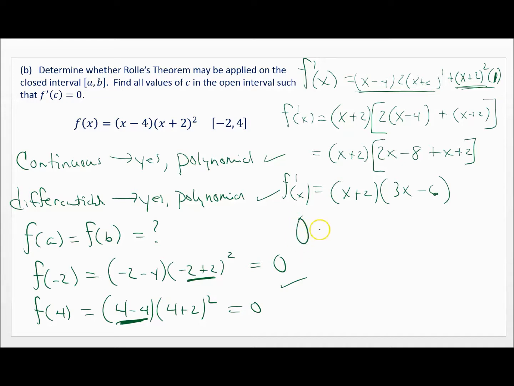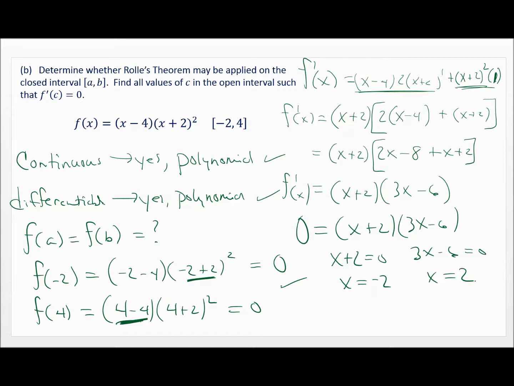Remember, your goal is to set this equal to 0 and solve. If you factor it out or not, you can get the solution. So I said x plus 2 equal to 0 and 3x minus 6 equal to 0. Here I get x is negative 2. Here I add the 6 and divide by 3 and I get x is positive 2.